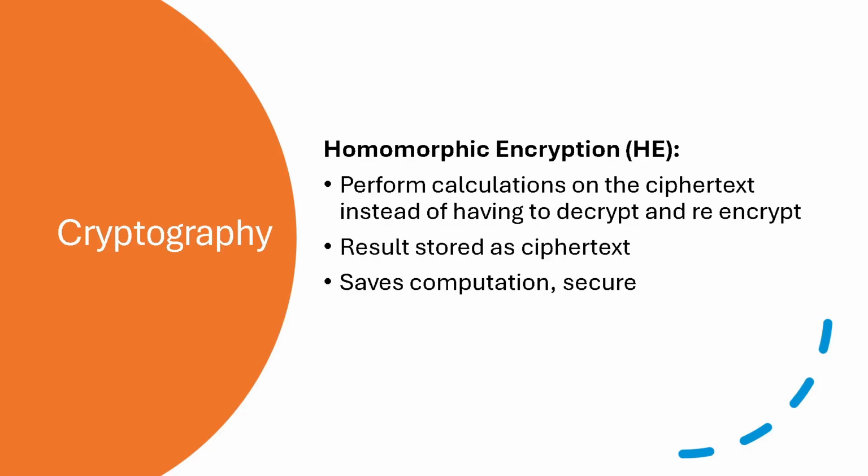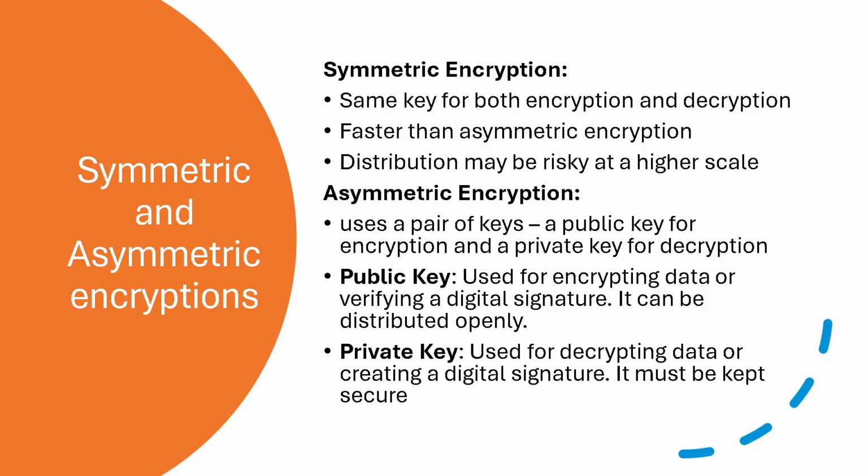Homomorphic encryption. Homomorphic encryption refers to being able to perform calculations on the ciphertext instead of having to decrypt and re-encrypt the ciphertext. The result of the calculation on the ciphertext is stored as another ciphertext. Since we don't have to decrypt and re-encrypt the ciphertext, it saves us some computation time and makes sure that the ciphertext is secure.